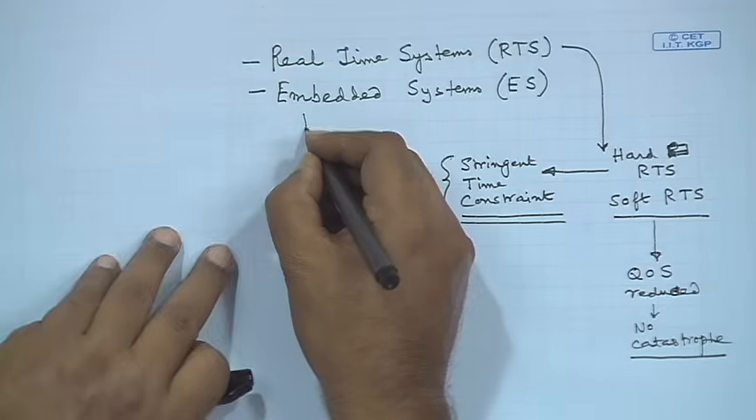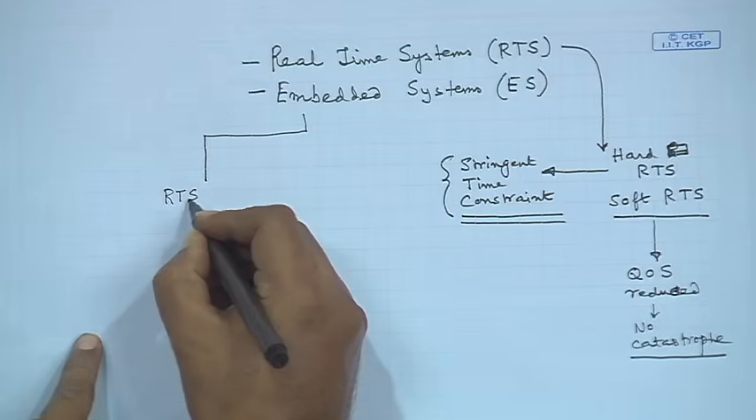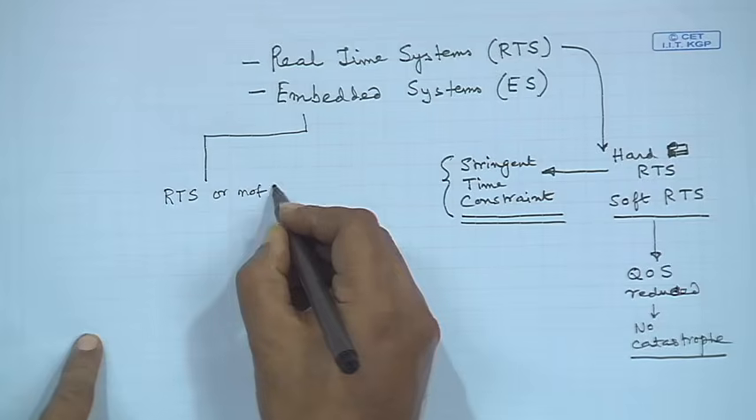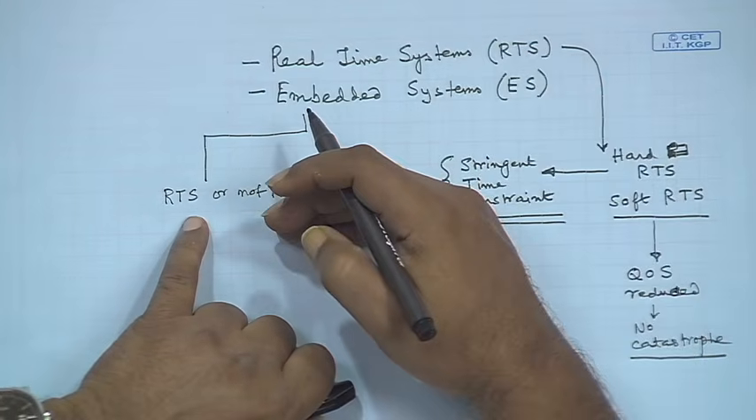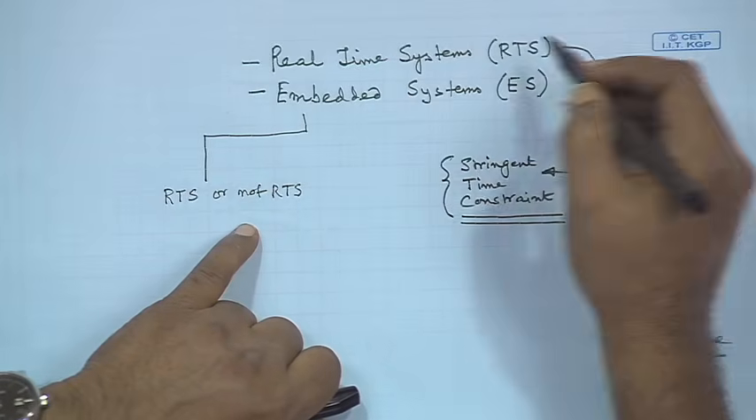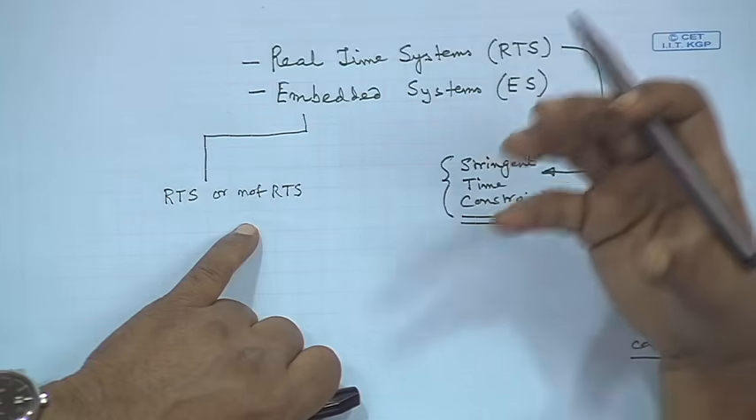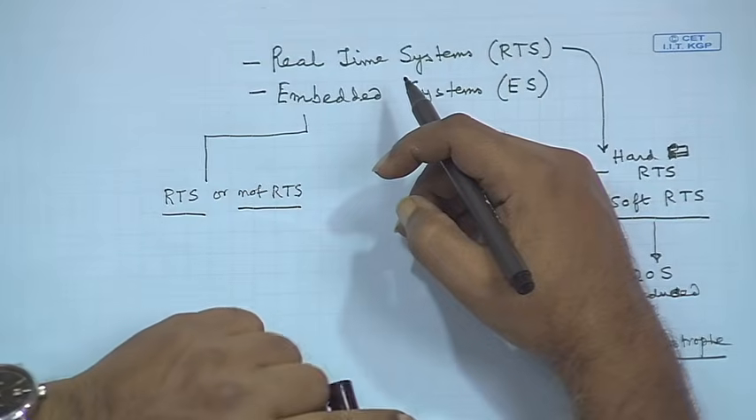Now, embedded systems can be real time systems or may not be real time systems. All right. Again, on the other hand, similarly, real time systems may be embedded. Usually, real time systems are embedded, but real time systems can also be, say, a server based system. Okay. So, these two are not equivalent, that all embedded systems should be real time systems. That should be kept in mind.